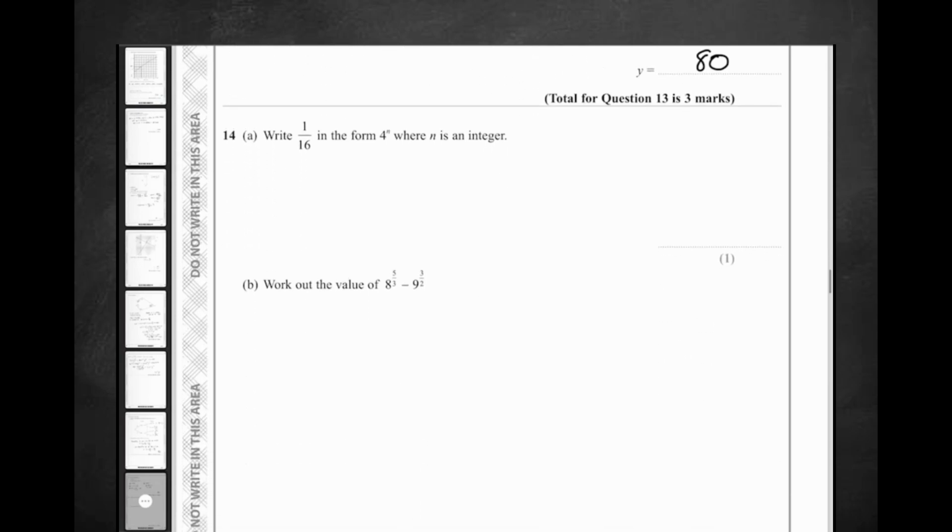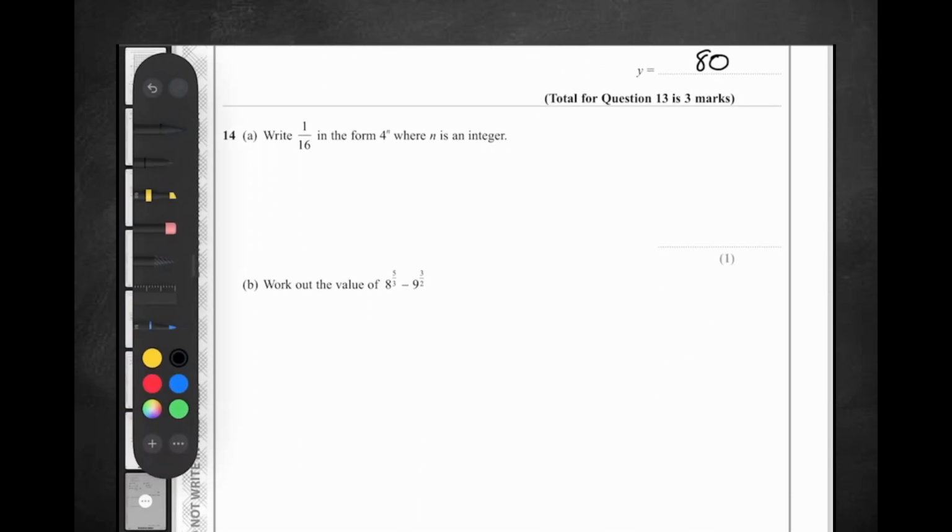Question 14. Write 1 over 16 in the form 4 to the n, where n is an integer. So 1 over 16 is the same as 1 over 4 squared. And if you have an index on the bottom of a fraction, you can write that the same as minus that index. So the answer is 4 to the minus 2.